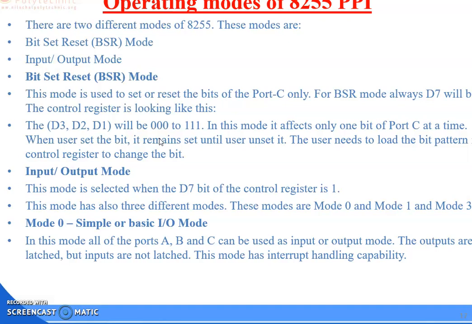when the D7 bit of the control register is 1, and this mode also has three different modes. These modes are mode 0, mode 1 and mode 2. So first, mode 0, that is simple or basic IO mode. In this mode, all of the ports A, B and C can be used as input or output. The outputs are latched, but inputs are not latched. This mode has interrupt handling capability.